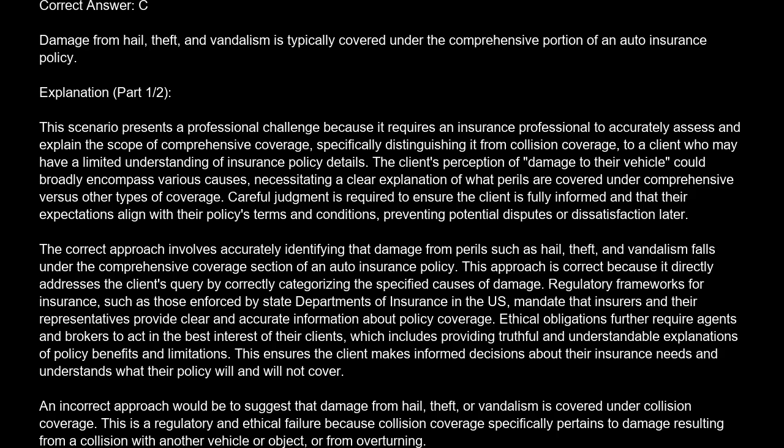Regulatory frameworks for insurance, such as those enforced by state departments of insurance in the U.S., mandate that insurers and their representatives provide clear and accurate information about policy coverage. Ethical obligations further require agents and brokers to act in the best interest of their clients, which includes providing truthful and understandable explanations of policy benefits and limitations. This ensures the client makes informed decisions about their insurance needs and understands what their policy will and will not cover.